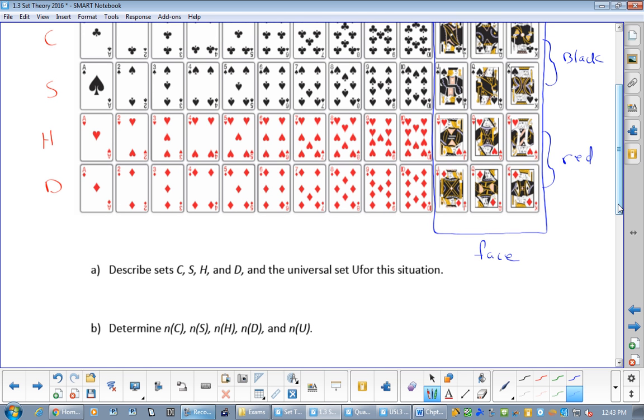So here's just a bunch of questions that we're going to ask. It says describe the sets. Okay? Well, C is going to equal clubs. S is going to be spades.